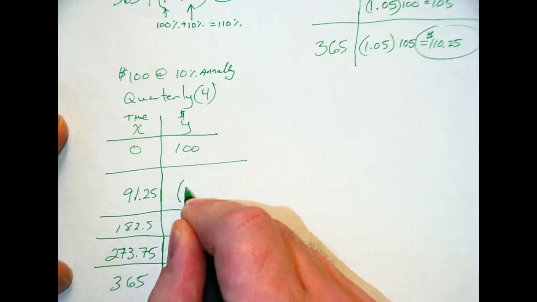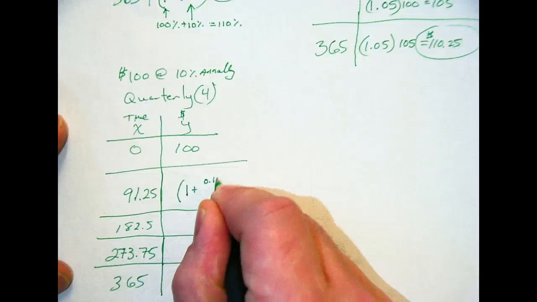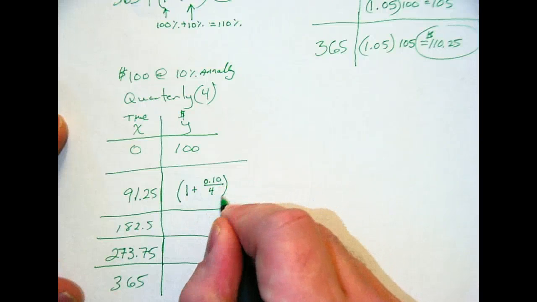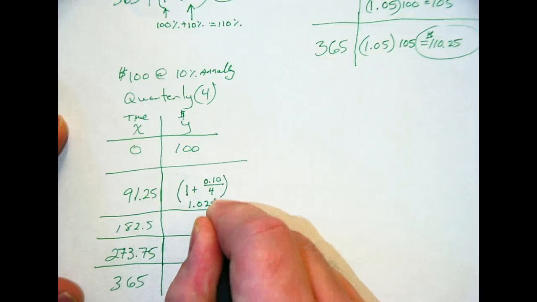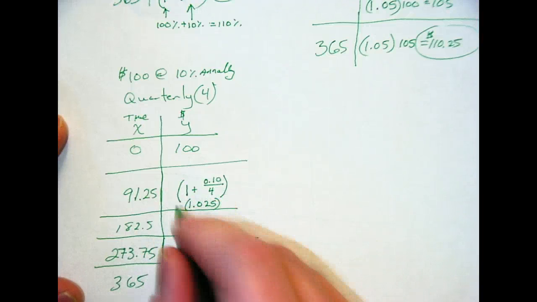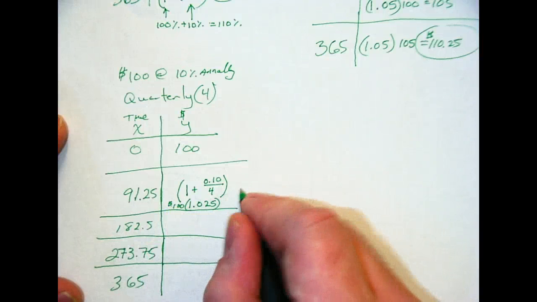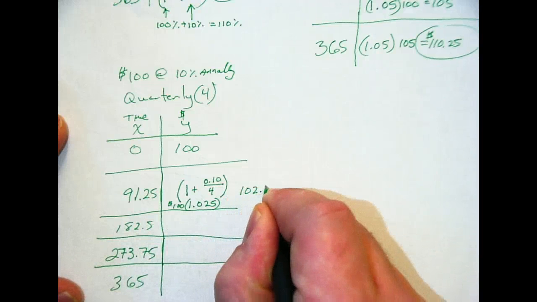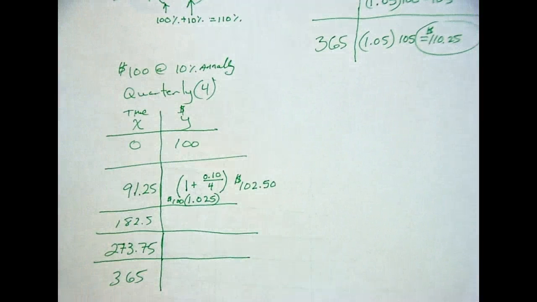Still getting 100% plus 10% divided by 4, which reduces to 1.025 times 100, our original amount. So on day 91, a quarter of the way through, we would have $102.50 in our account. How many got that for your first one? Okay, $102.50. That's good.